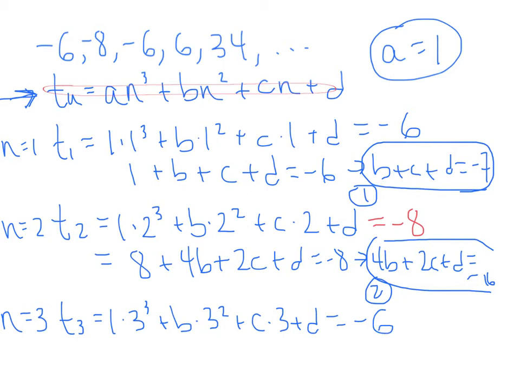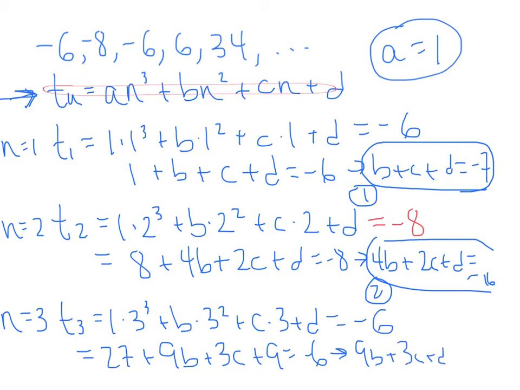We're going to clean this one up. And so we have 27 plus 9b plus 3c plus d, and that equals negative 6. Or I could put 9b plus 3c plus d equals negative 6 minus the 27, or negative 33. Negative 33. That is my third and final equation. And so I will continue this on the next slide. So you need to have these 3 equations to proceed.